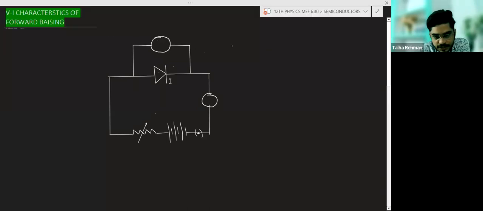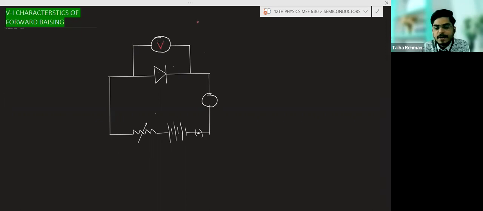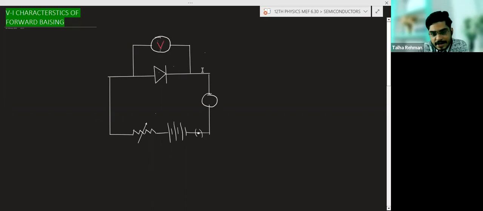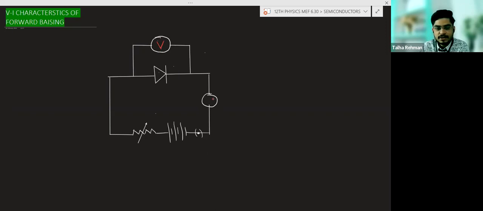See, this is a PN junction diode. This is the P side, this is the N side, and here a voltmeter is connected. We know that a voltmeter is connected in parallel. So this is the voltmeter connected, and here an ammeter is connected.